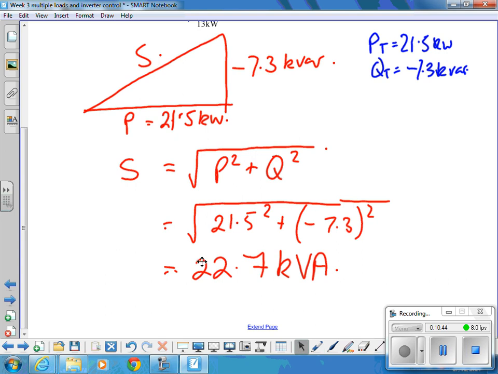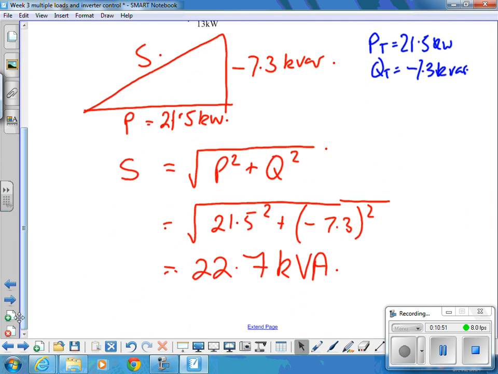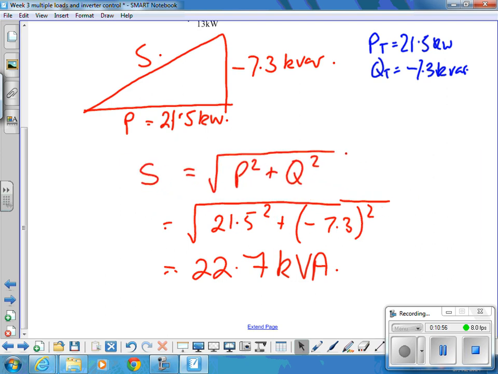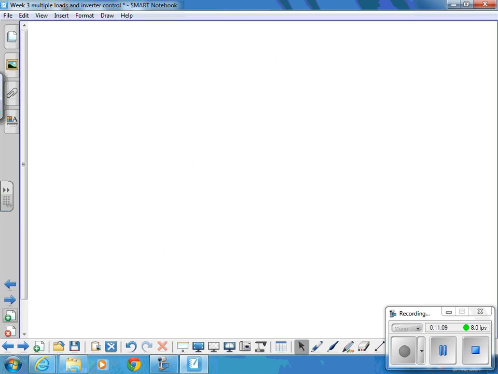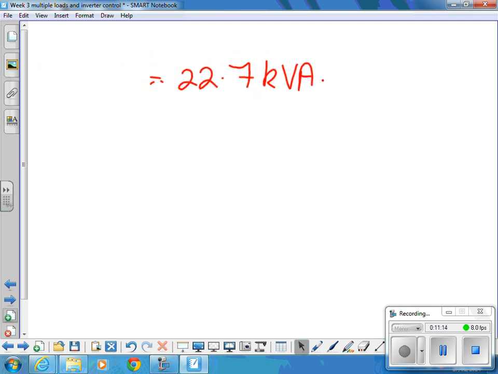What does that leave us to find on my list of things to find? A line current drawn from the supply. Okay, so let's take that bit. How do we find a line current drawn from the supply? There's three ways of calculating power, isn't there? We've got S is equal to 22.7 kVA.